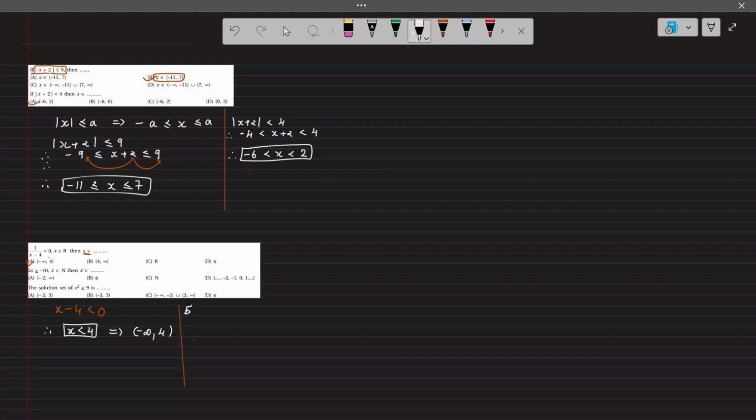Phi x is greater than equals to minus 10. So x is greater than equals to minus 2. Since it is greater than equals to, minus 2 will be included and it will go towards right till infinity. So our answer would be option A.